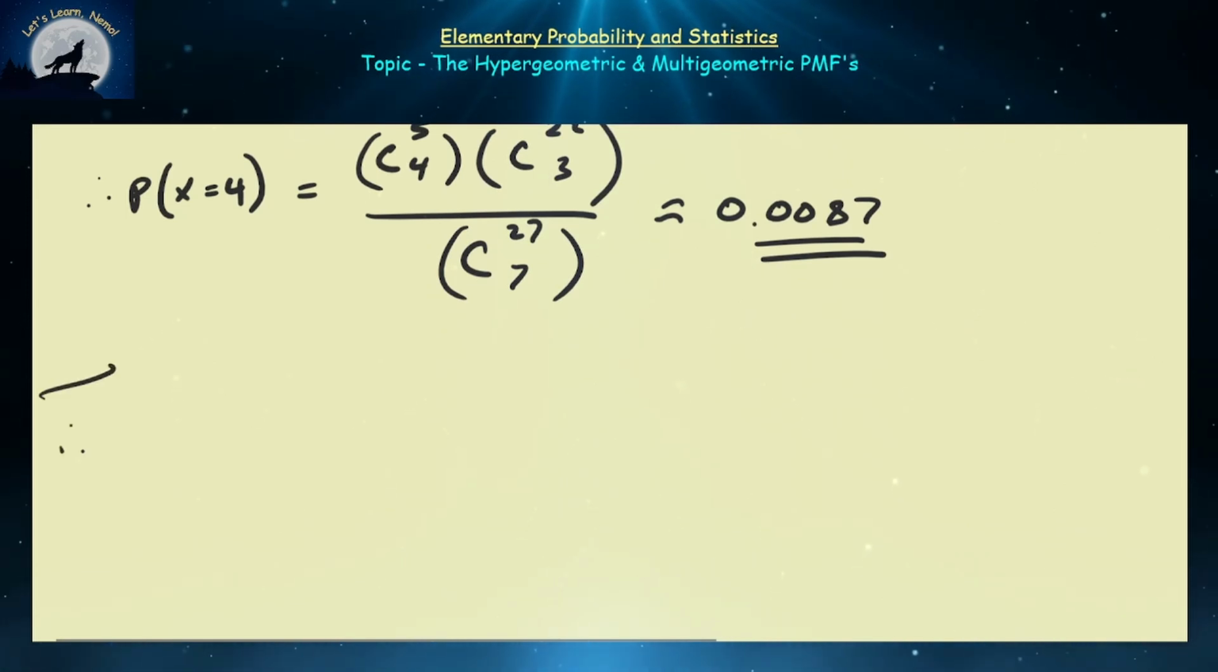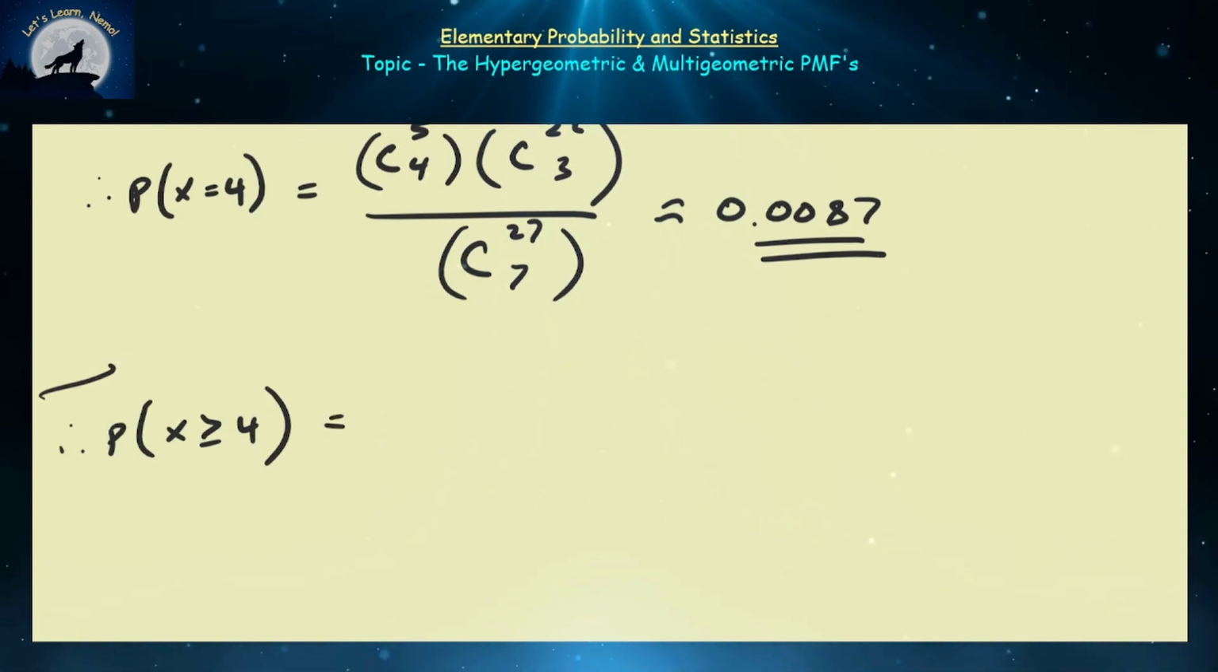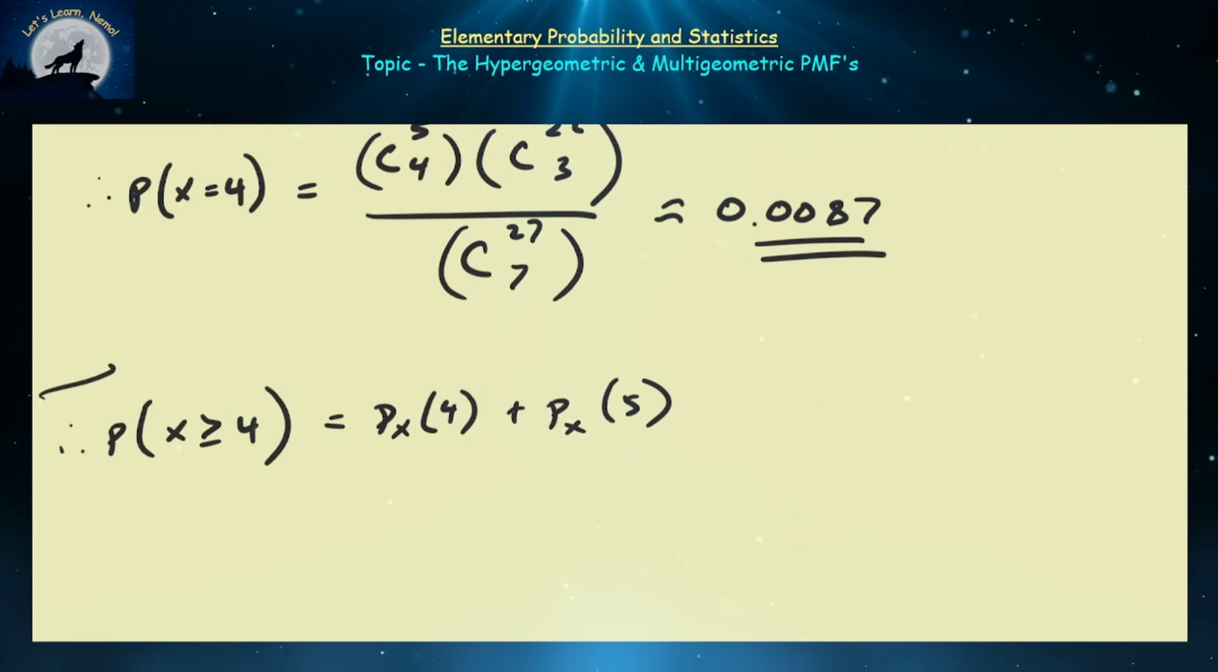So let's also do the probability that x is at least 4, or more than or equal to 4. And keep in mind the largest value that x can be for this particular example is going to be 5. So that means this is going to be the probability that x is equal to 4 plus the probability that x is equal to 5. If we write this in combinatorics form, what will that be?